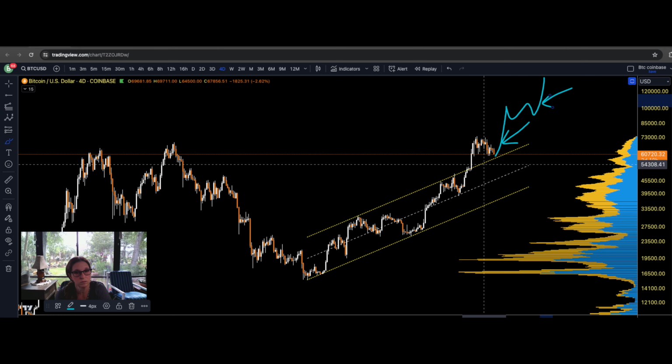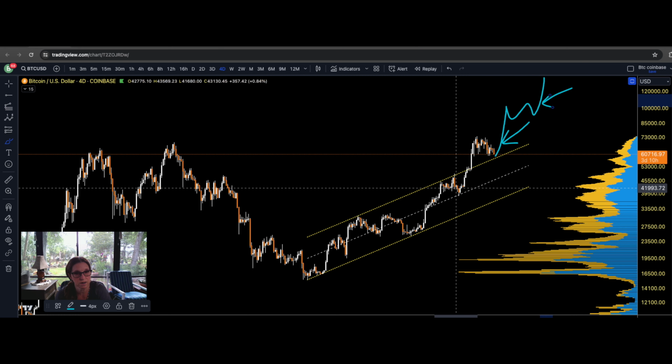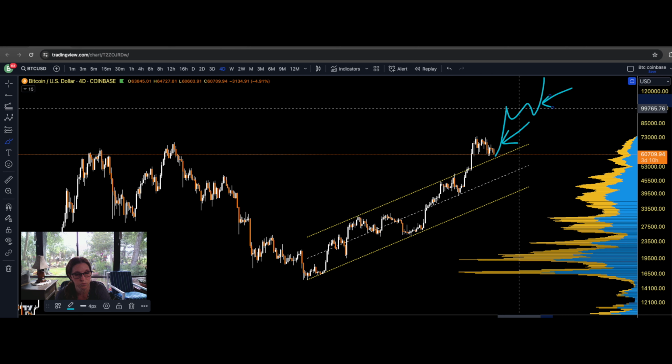If it corrects again and pushes to the upside, this becomes our new market structure break. When you are in a bull run, the prior corrections cannot be broken. Those are the invalidation points.